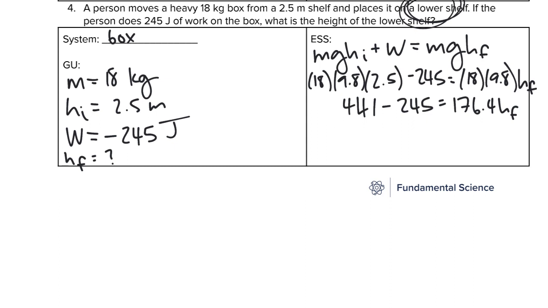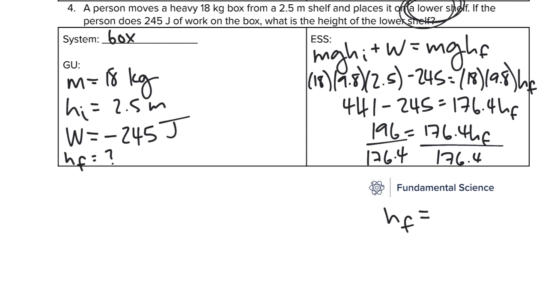Let's go ahead and do that. 441 minus 245 to get 196 equal to 176.4 times hf. And then to solve for hf here, we have to divide by 176.4. When you do that, you get a final height of 1.1 repeating meters, or you could round that off to 1.11 if you prefer. And it makes sense that that's our height because our initial height over here was 2.5 meters and we were supposed to be moving down, and we did to 1.1 meters. So that works out nicely.